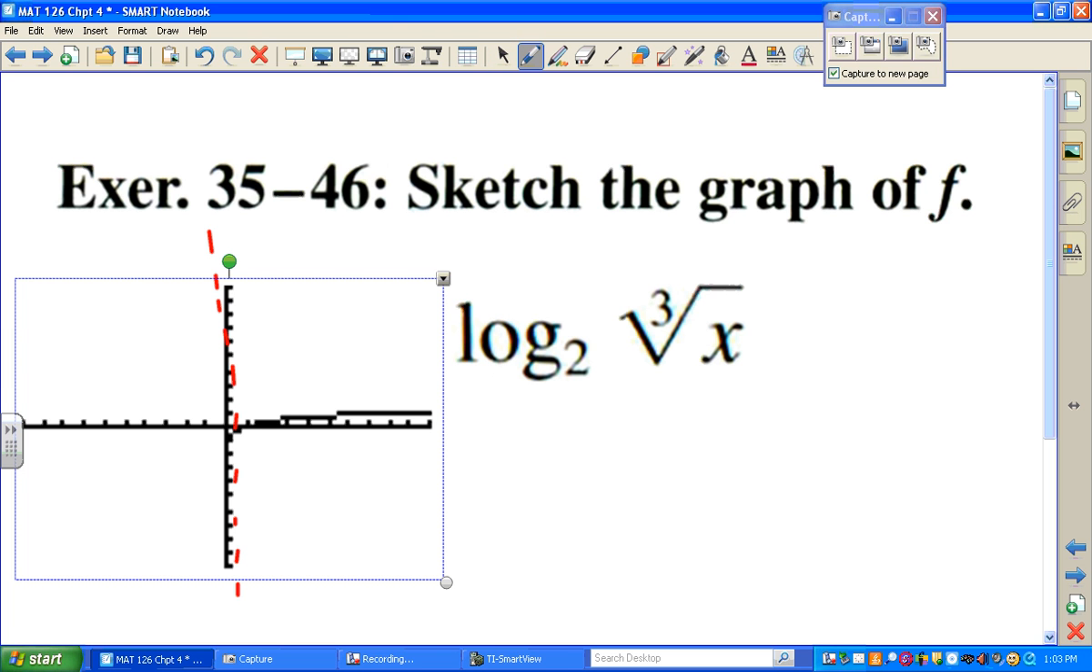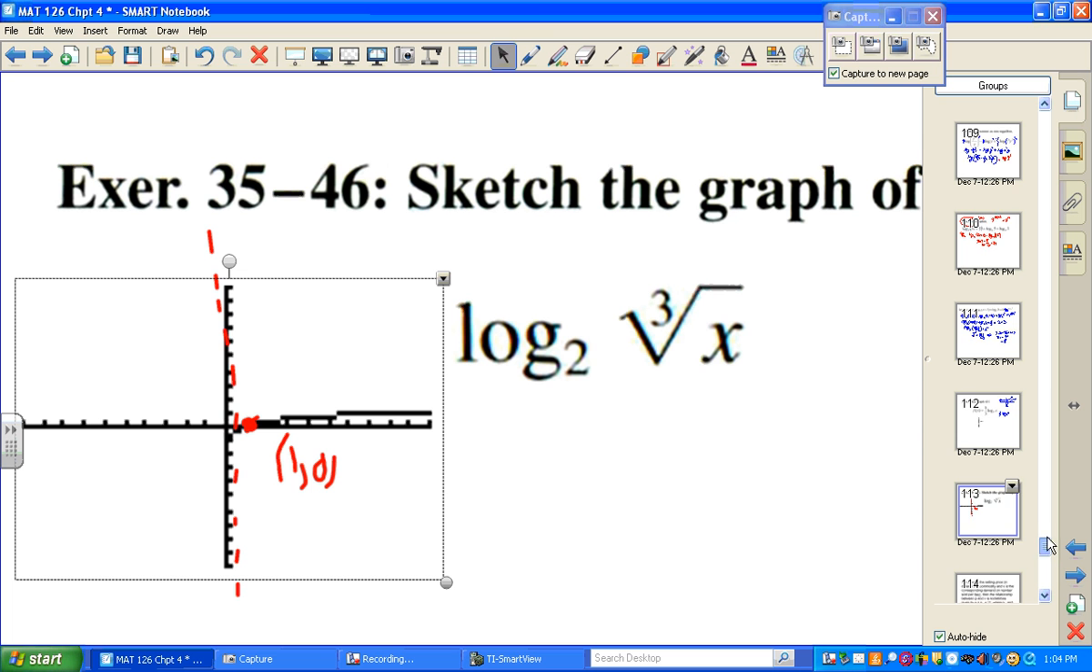I mean, don't forget that. It's crossing at 1, 0. I mean, we know that to be true. So, yeah, those things are things you put on your graph. Interesting. We might finish. Maybe we, oh, no, we won't.